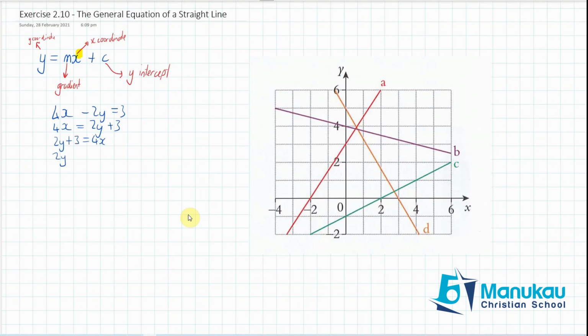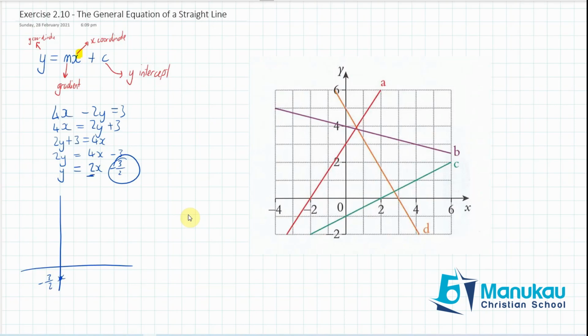Then I'm going to move my 3 across by subtracting it from both sides. Then I'm going to divide everything by 2. So 4 divided by 2 will be 2x minus, and then I have minus 3 over 2. So this is similar to the previous one we've got, but we've just done a bit of a change. We are crossing at negative 1.5 or negative 3 over 2. That's our y-intercept. That's this bit here, y-intercept.